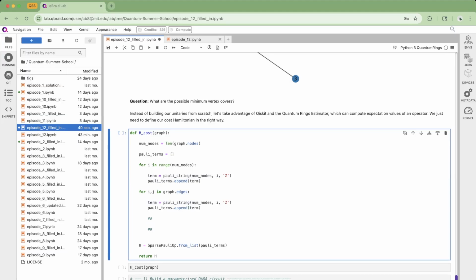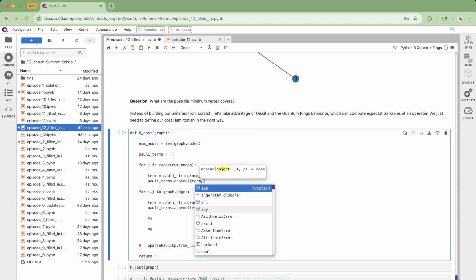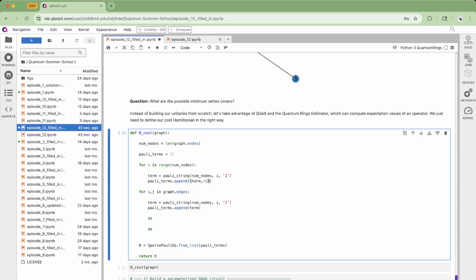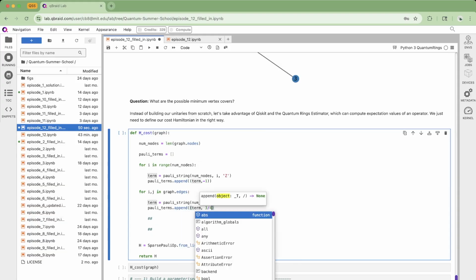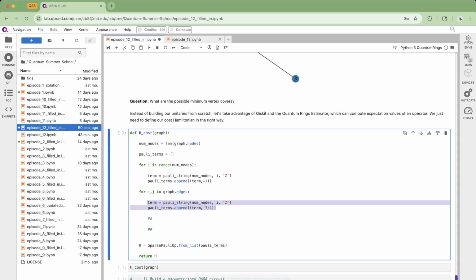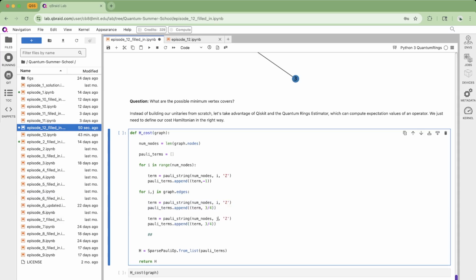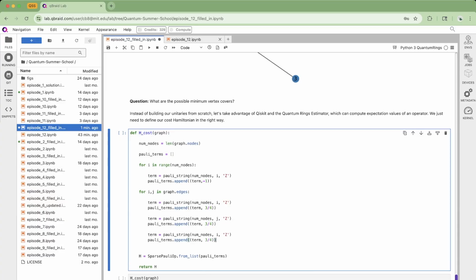Oh, and I forgot to say, this should be a tuple with the term and the coefficient. So the coefficient here is -1, and the coefficient here is 3/4. And we also want to do that for j. And then we also want to do that cross term for both i and j, and they're both going to be a Z.